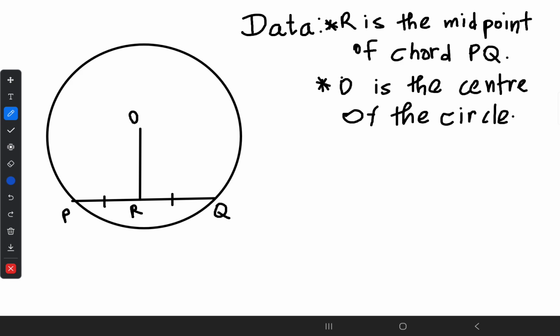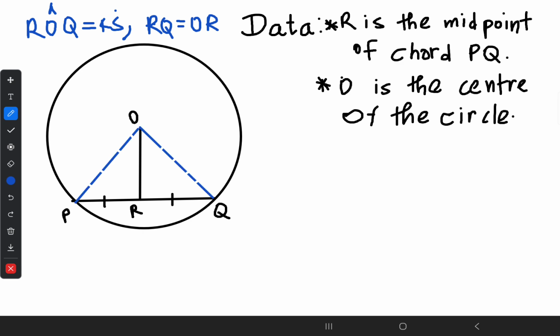Thereafter, the question was, if angle ROQ is 45, if that particular angle is 45, you should prove RQ equals OR. Okay, RQ equals OR. So for ROQ, we need to do some construction. After connecting this, ROQ is this one. This angle was denoted as 45 degrees.